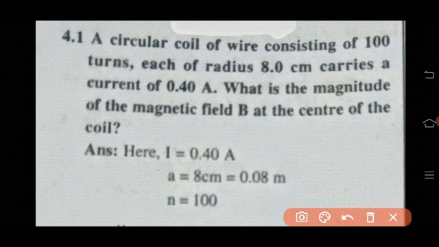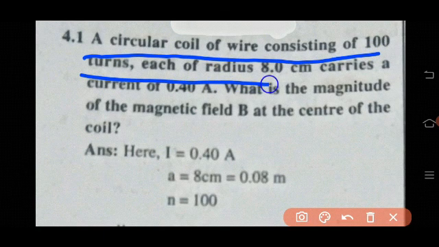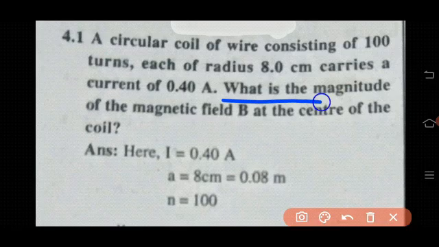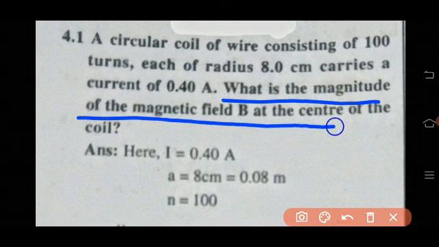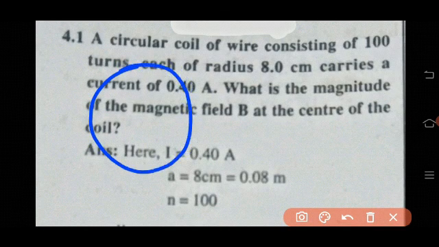The first question is: a circular coil of wire consisting of 100 turns, each of radius 8.0 cm, carries a current of 0.40 amps. What is the magnitude of the magnetic field B at the center of the coil? This question belongs to the derivation of magnetic field due to a circular current loop. This type of diagram is there in your textbook.